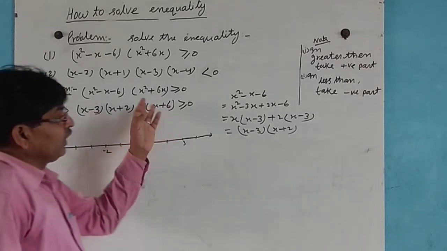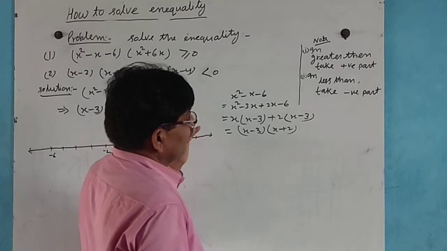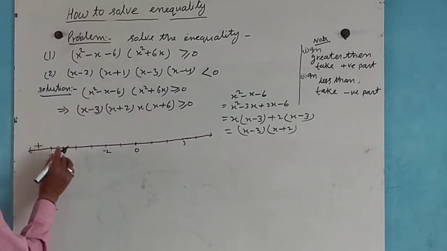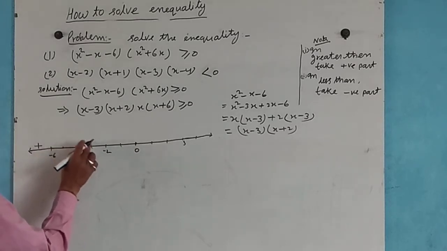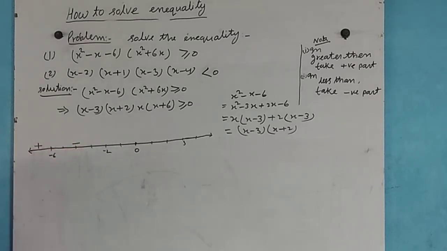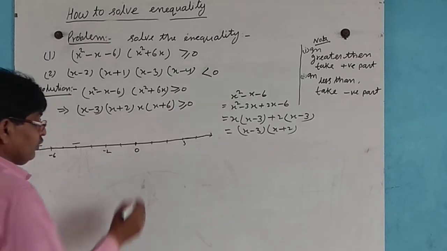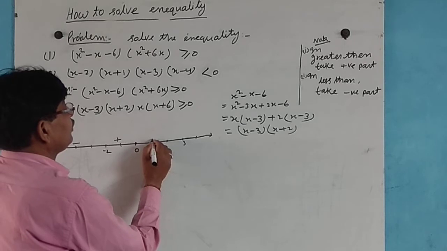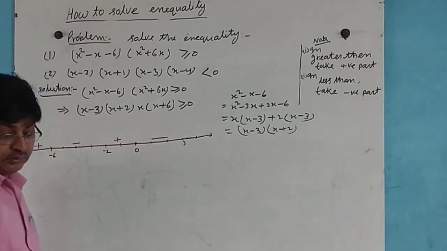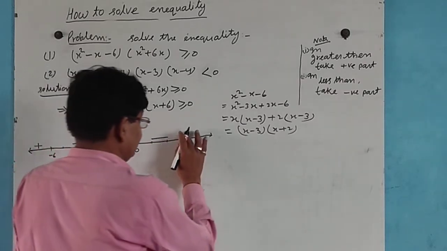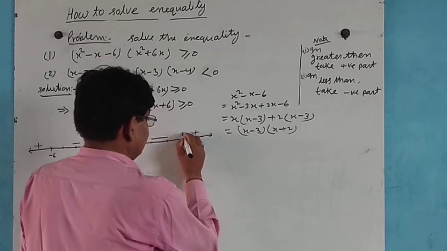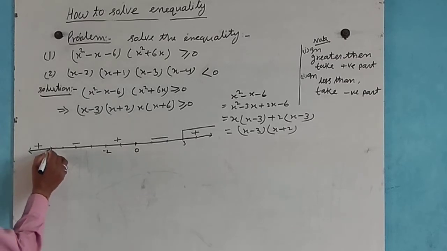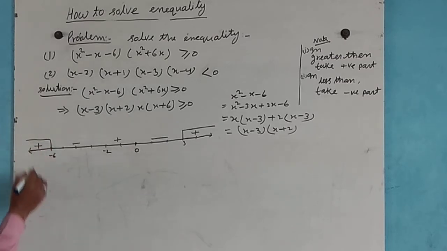Now if the inequality is greater than, then we take the positive part, that is plus. This part is minus, this part is plus, also this part is minus, and also this part is plus. Here this position, and here also this position.